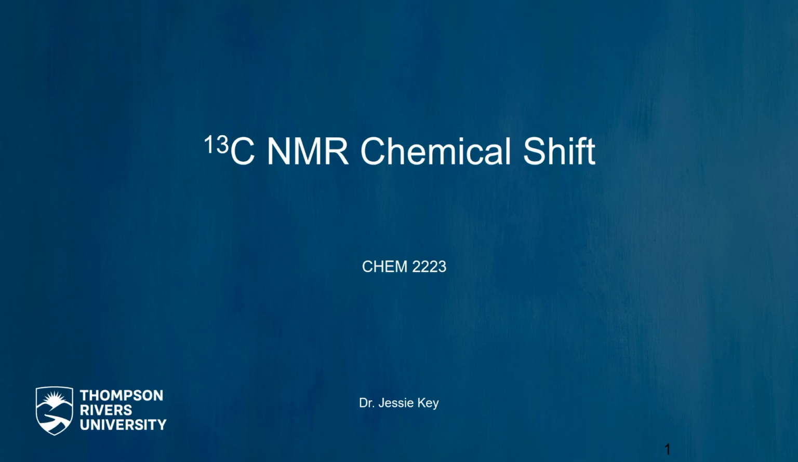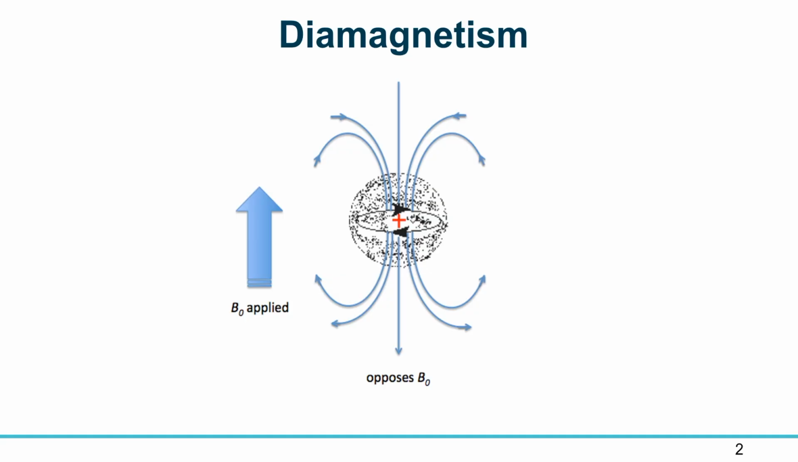In this video, we'll examine chemical shift in terms of carbon NMR. The electrons which surround all nuclei are charged particles that produce their own local magnetic field, opposing an externally applied magnetic field. This is called diamagnetism.